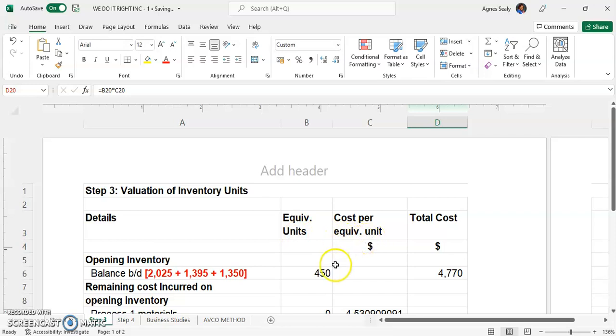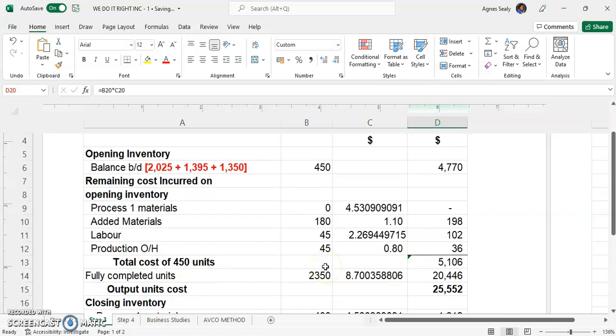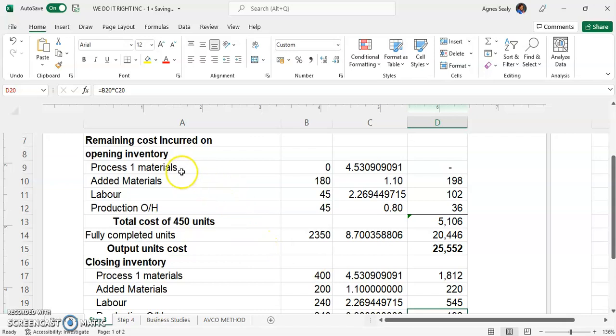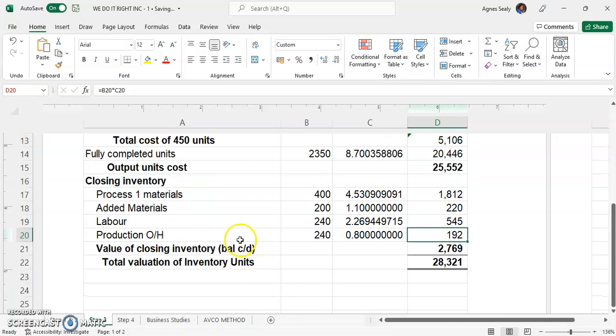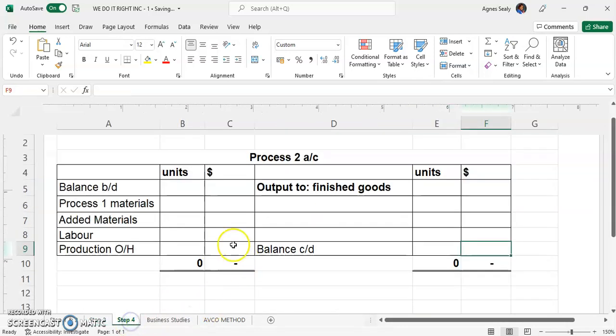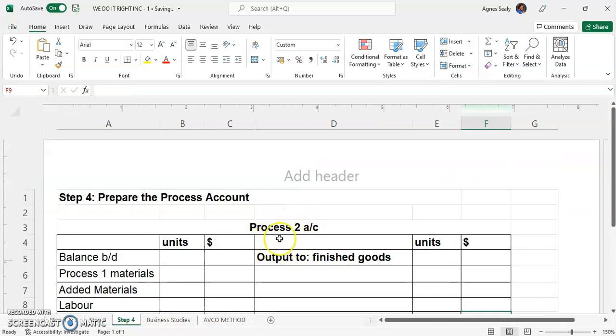So now that we have completed the valuation of our inventory in step 3, using our equivalent units and cost per equivalent unit for each cost element with respect to opening inventory, fully completed units, and closing inventory, we will now prepare our process account based on this information. So here is a look at our process 2 account. This is what the question asks us to do: prepare our process account.